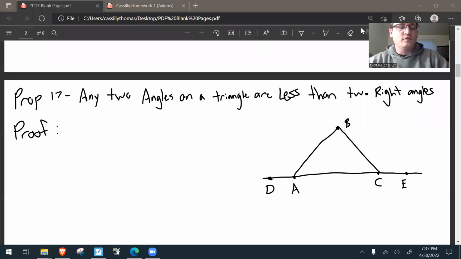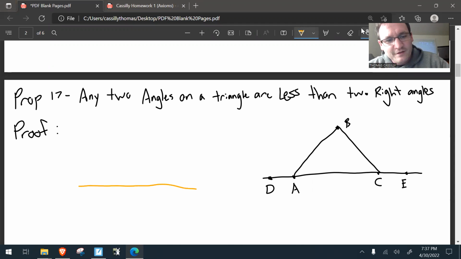All right, here we go. This is going to be Proposition 17. Proposition 17 says any two angles of a triangle are less than two right angles. As a visual aid, if we have two right angles, there's one right angle and a second right angle. That's not a triangle, and we're going to try to prove that.